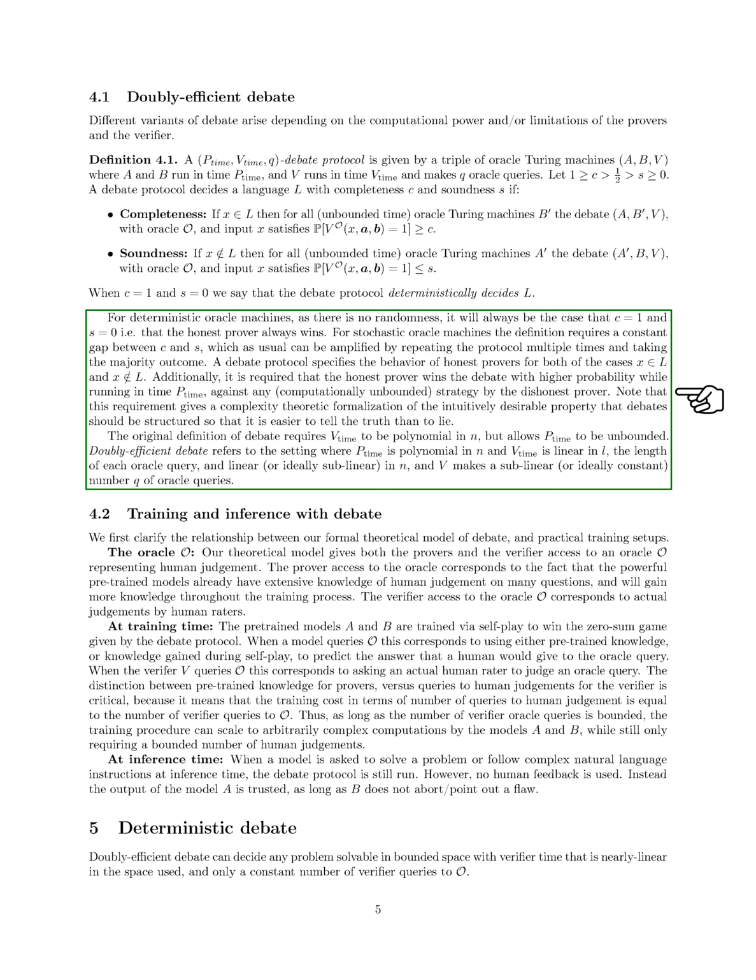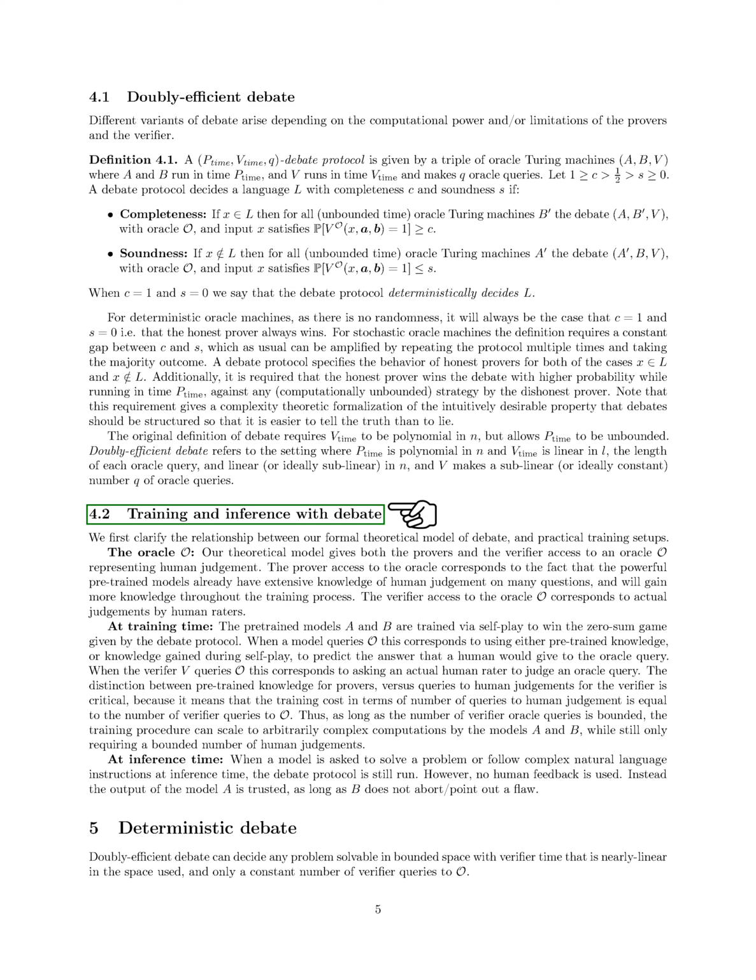It also requires that the honest prover wins the debate with a higher probability while operating within the time constraints, against any strategy by the dishonest prover. This requirement formalizes the intuitive idea that debates should be structured so that it's easier to tell the truth than to lie. In a doubly efficient debate, both the time constraints for the provers and the verifier are polynomial in the length of the input, and the verifier makes a sublinear or ideally constant number of oracle queries.